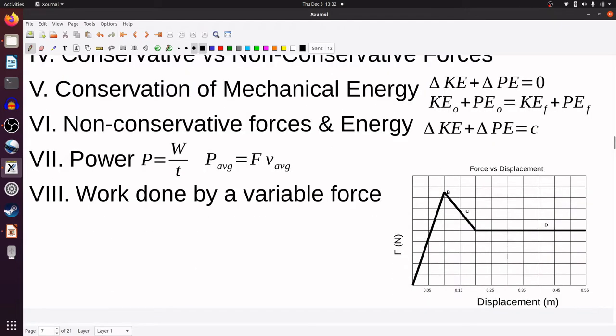And lastly, if you have a force versus displacement graph, the work is going to be equal to the area, because it'll end up being force times your displacement, which will give you a Newton meter, which of course you know to be a joule. More on the Newton meters in a couple more chapters.